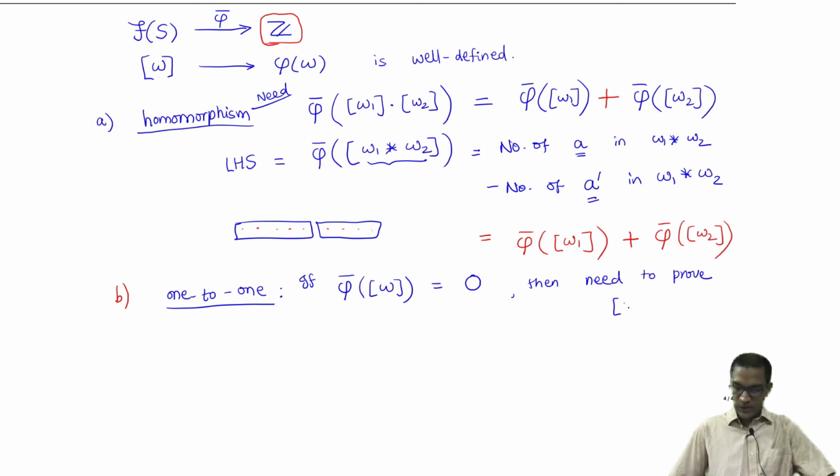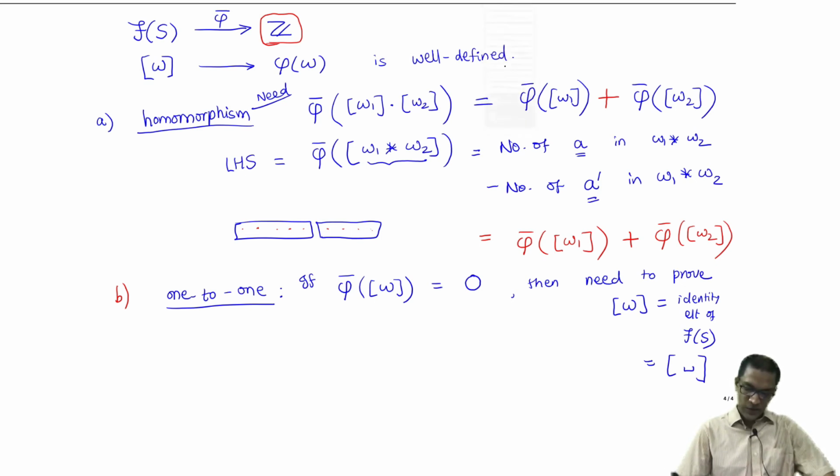that this equivalence class must be the identity element of the free group. Remember, this should be the identity element of F(S), which, if you remember, and which you probably checked, is nothing but the equivalence class of the empty word. So let us prove this. Let us analyze what this means for a second. We are trying to understand what it means for phi bar of a word to be 0. By definition, phi bar is the number of a's minus a primes.